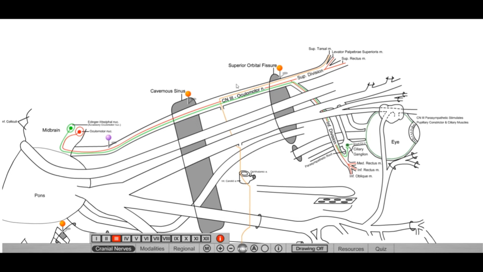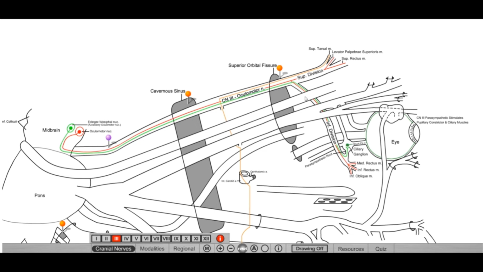Now, the inferior division is important because not only is it carrying the motor down for the remaining three muscles that the oculomotor controls, medial rectus, inferior rectus, and inferior oblique muscles, but your parasympathetics also follow along with the inferior division. As it follows along through here, the parasympathetics pop off onto a ciliary ganglion. Ciliary just means eye, like the ciliary fibers and ciliary muscles you heard about in histology. This is why it's called the ciliary ganglion, because your parasympathetics come in.